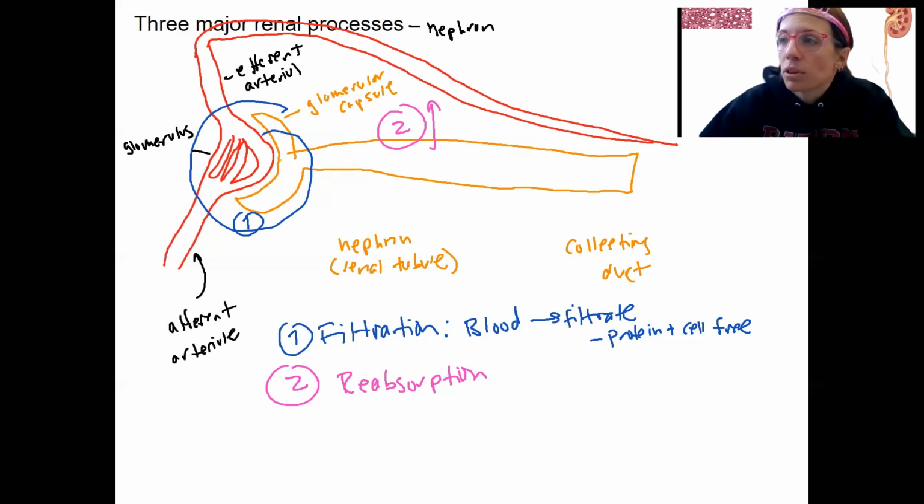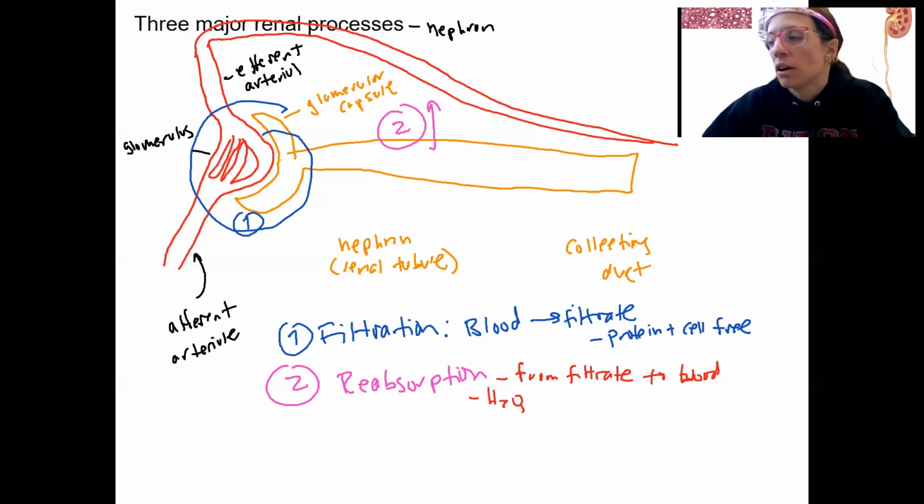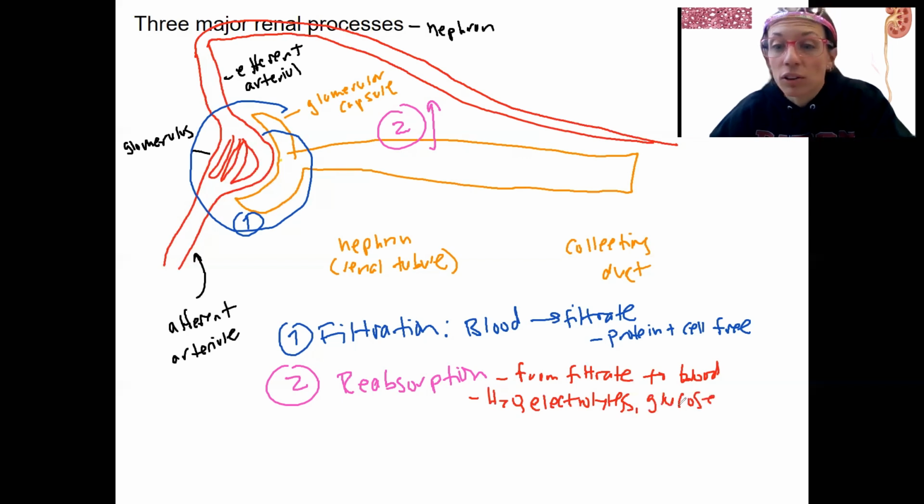Then number three, so I'll actually just add that here. So from filtrate to blood, this means we're going to keep a lot of water, various amounts of sodium and other electrolytes. We're also going to reabsorb a lot of glucose, actually all the glucose that is filtered.